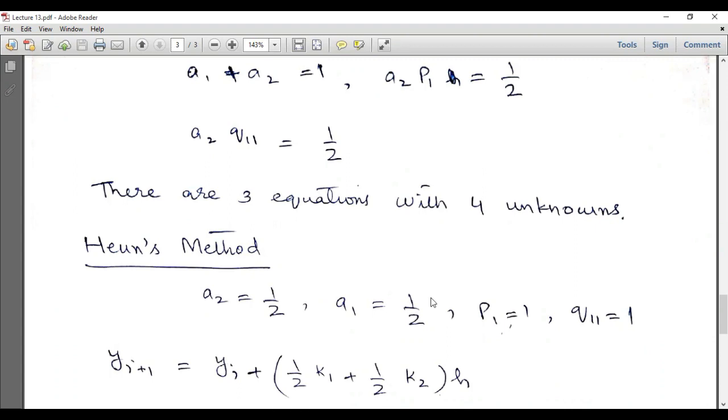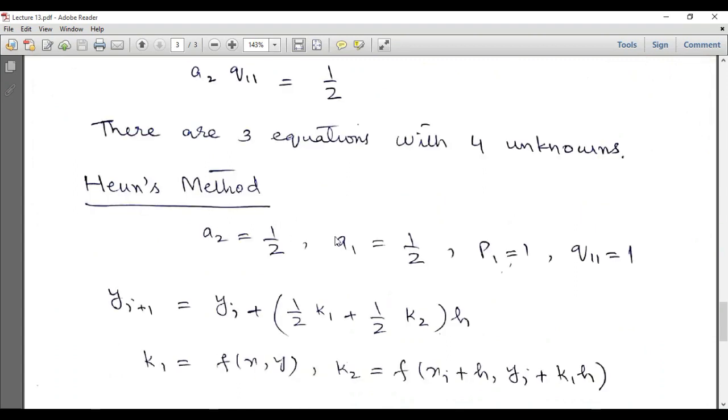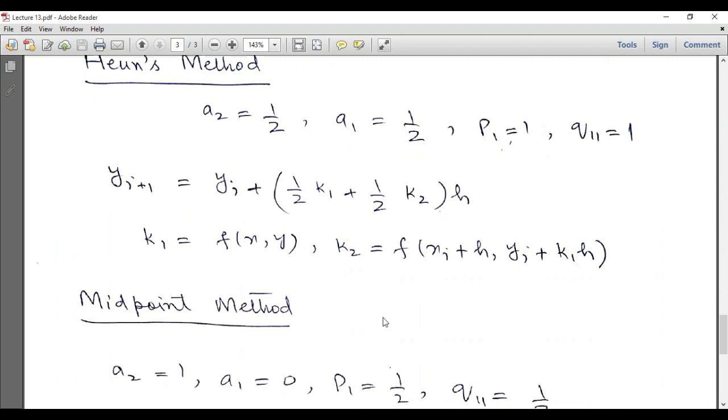And if we consider these values of these constants, then our Runge-Kutta method will be yi plus 1 equal to yi plus 1 by 2 k1 plus 1 by 2 k2 into h. Okay, so we have put all these constants in this equation, and k1 is equal to f of xi, yi, and k2 is equal to f of xi plus h, yi plus k1h, because it was xi plus p1h and yi plus k1 q11h. So p1 and q11 both are equal to 1, so this will be our value of k2.